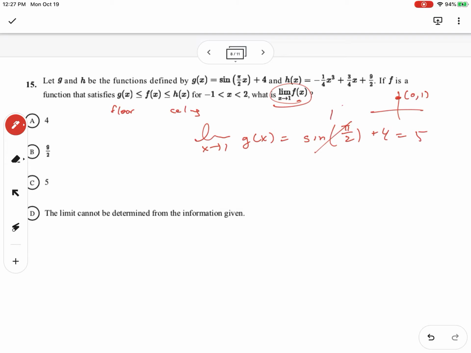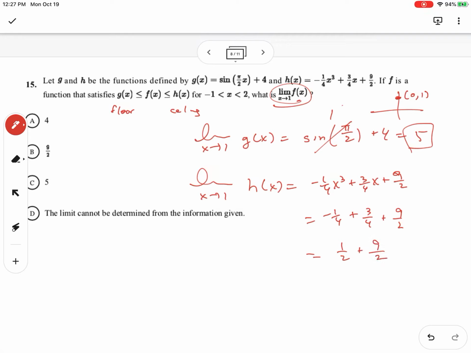Because pi over 2 here is 0, 1. And I know that sine is equal to 1. 1 plus 4 is 5. And then I can find my ceiling, which I betcha would also be 5, but let's just double check. Negative 1/4 x cubed plus 3/4 x plus 9/2. Negative 1/4 plus 3/4 plus 9 halves. 1 half plus 9 halves, 10 halves, 5.